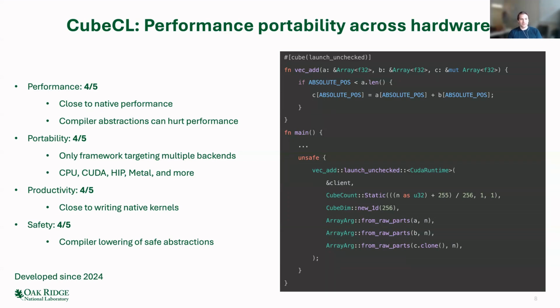Portability, though, finally, a good portable GPU framework. You can target a whole bunch of different backends. I use it for those four: CPU, CUDA, HIP, and Metal, but you can target even more. Productivity, really good. Just like I said with CUDA Oxide, it's almost like writing native kernels. And safety, also good by abstraction and also by how the compiler compiles it.